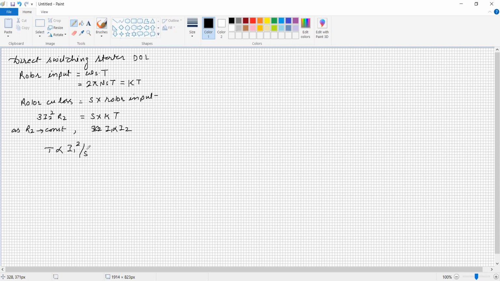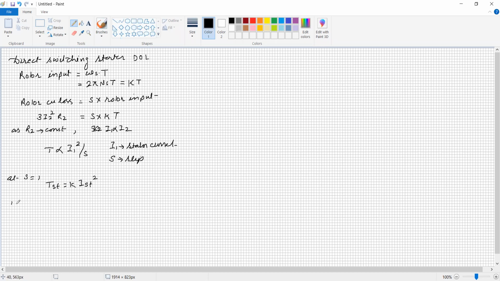Where I1 is the stator current and S is the rotor slip, the slip of the motor. So we can say that at start, S is equal to 1. So we can say that starting torque is equal to some constant K times IST, the starting current, squared.